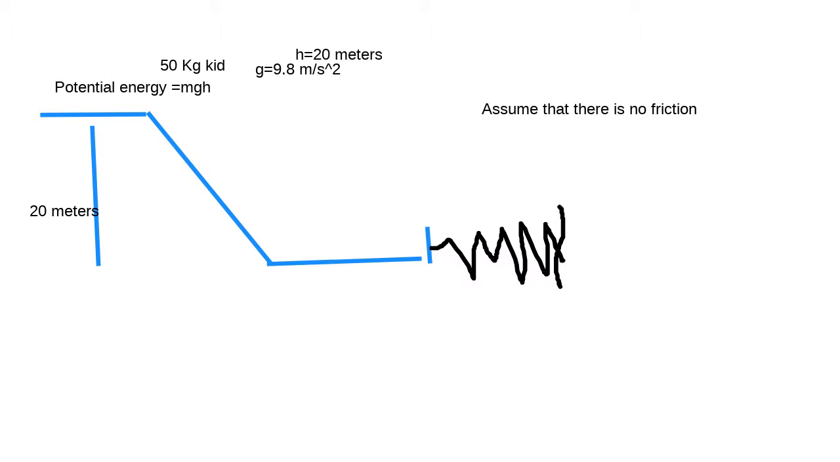So you see the potential energy that is here is 20 times 50, and 20 times 50 is 1,000, and then this is 1,000 times 9.8, so this is 9800. So up here we have 9800 joules of potential energy. That's at the top of this sled hill.